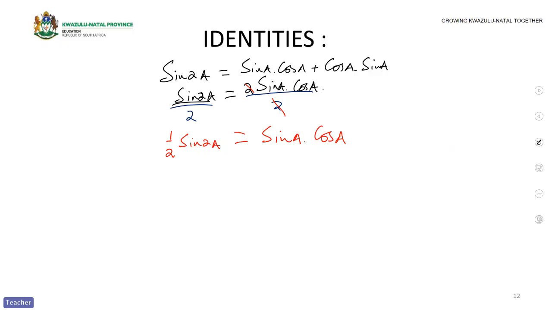Please be careful of that one. Now, whenever I see sin of an angle times cos of that angle, I don't see that one mathematically, but I see its identity, which is 1/2 sin 2A. So please be careful of that one. I just wanted us to recall the identities.